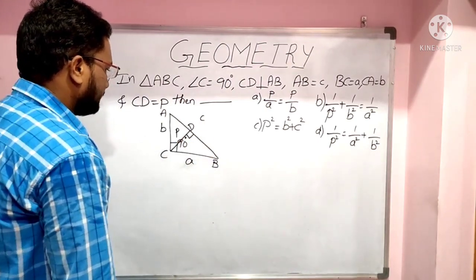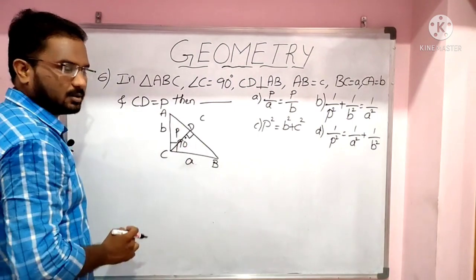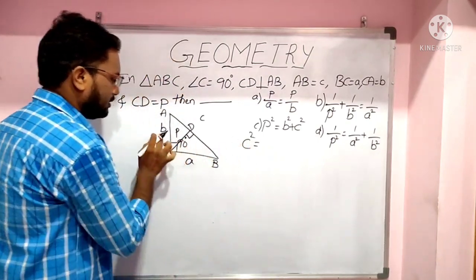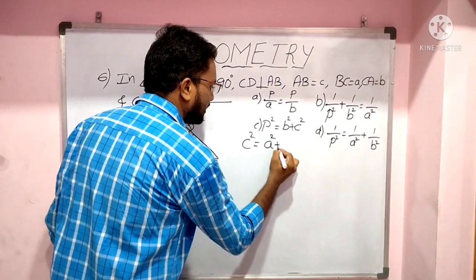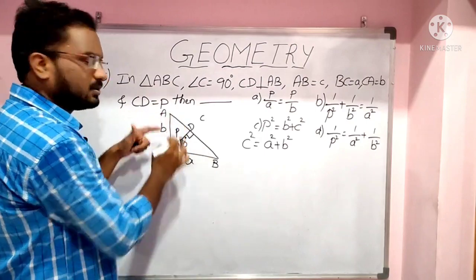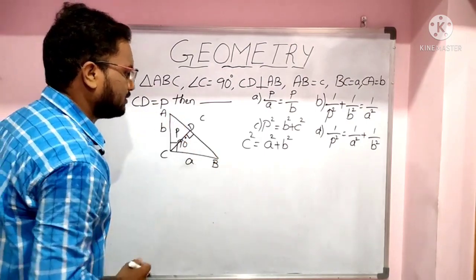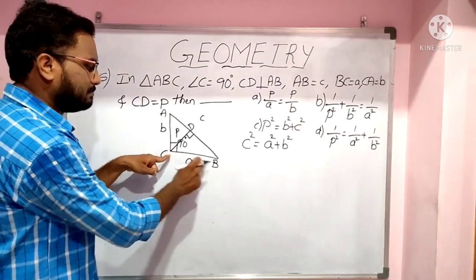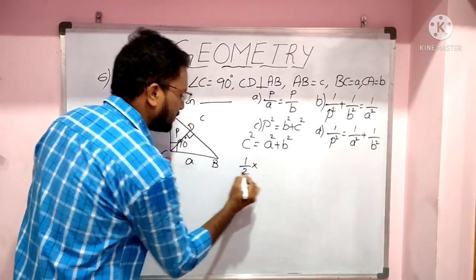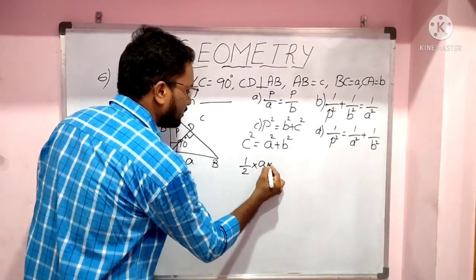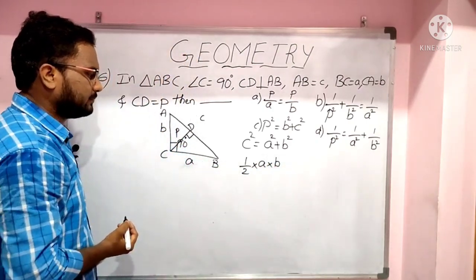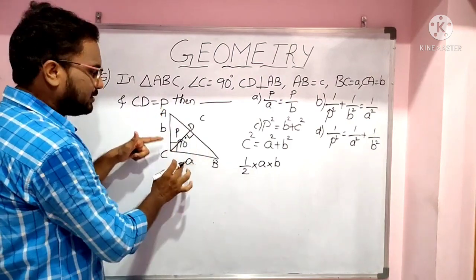So first of all, this is the right angle triangle. Then we have hypotenuse square, c square, equal to a square plus b square. Now this is a triangle. Area of triangle ABC equal to half into base into height. Half into base is a, into height is b. So area of triangle ABC is half into a into b.